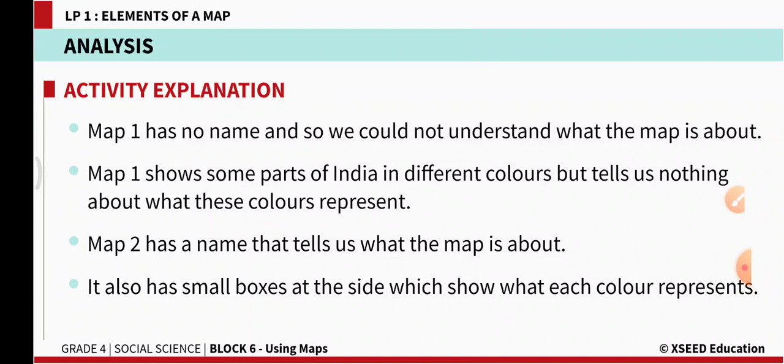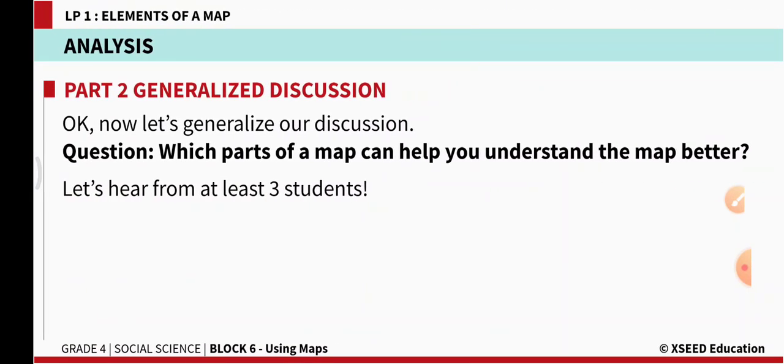But map 2 had a name that tells us what the map is about. It also had small boxes on the side which show what each color represents. Okay, map 2 had the title as well as the legend. Legend means the small boxes which explain what the colors represent, right? Now, which parts of a map can help you understand the map better?